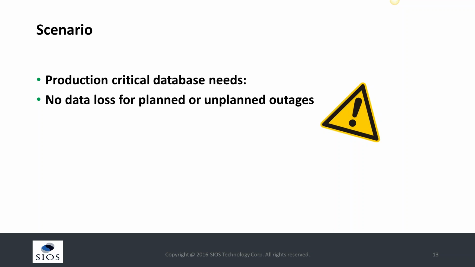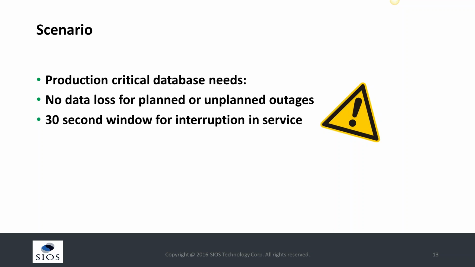They have requirements of no data loss for any sort of outage, both unplanned and planned. The application is set to retry connections to the database for up to 30 seconds, so your window for any system interruption is only 30 seconds. Beyond that, the application will start to throw errors and the users will notice. Plus, your client contracts state that you have a five nines availability guarantee per year, which translates to no more than just a little bit over 5 minutes per year.